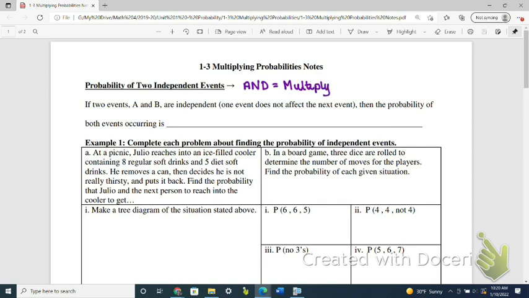So if two events A and B are independent, that means one does not affect the next event. Then the probability of both events occurring, so we want both of them to happen, so the probability of A and B will be the probability of A times the probability of B. So let's take a look at some examples.